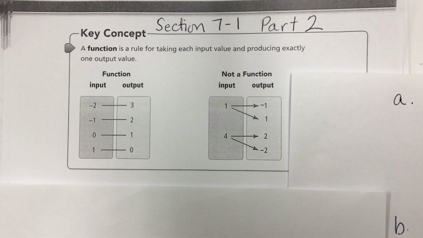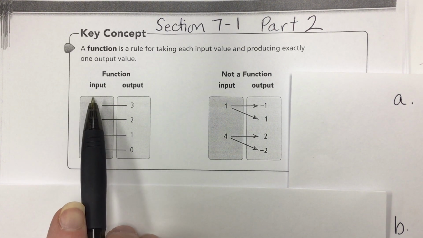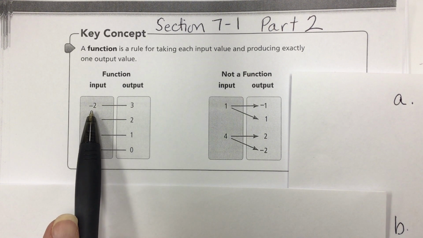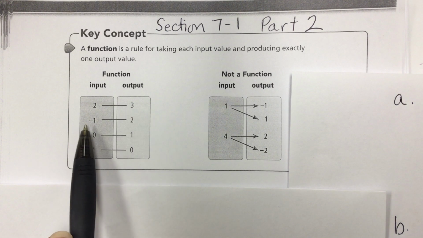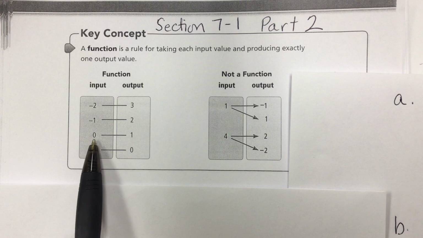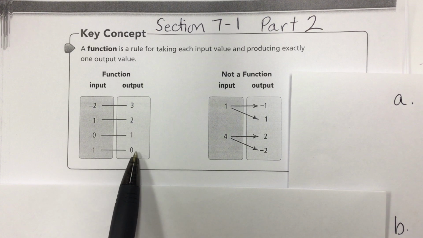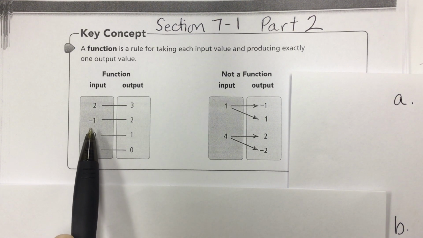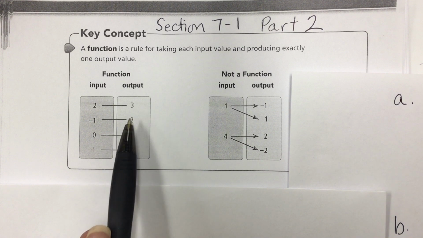Section 7-1, Part 2. A function is a rule for taking each input value and producing exactly one output value. Let's look at these mappings of input and output. In this specific mapping, -2 corresponds with 3, -1 corresponds to 2, 0 corresponds to 1, and 1 corresponds to 0. This is a function because for each input value, it produces exactly one output value.